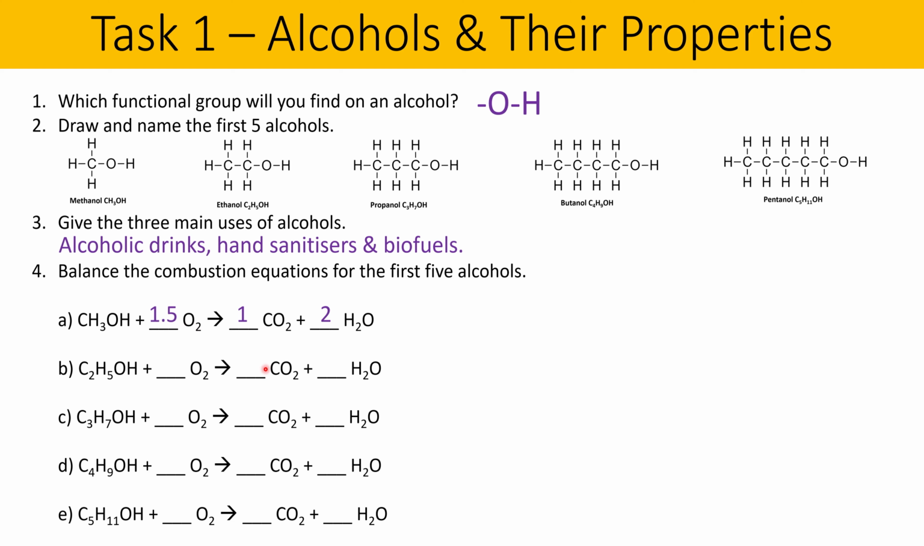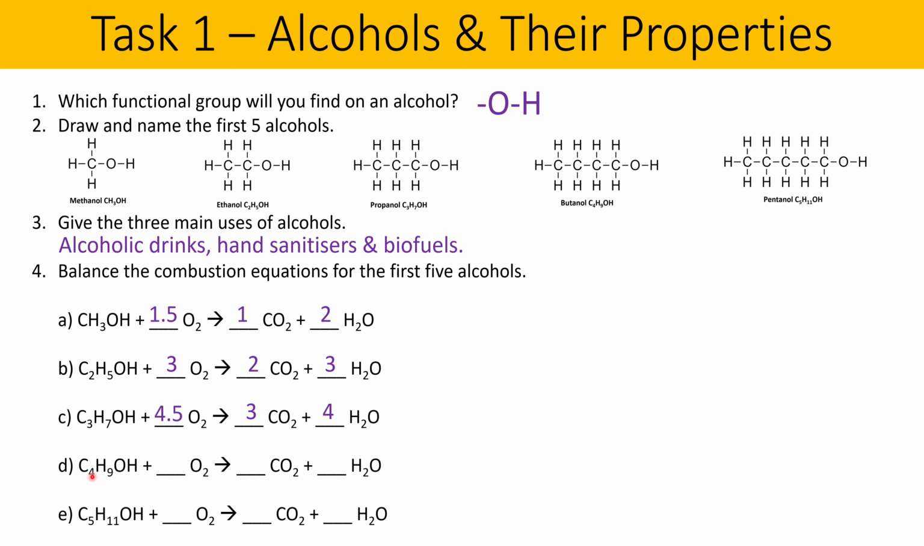2 carbons in the fuel, so 2 CO2s. 6 hydrogens in total, so 3 waters. 4, 3, 7 oxygens in total on the right hand side, minus 1 is 6, I'm taking away 1 because of the oxygen in the fuel, half of 6 is 3. 3 carbons in the fuel, 3 CO2s. 8 hydrogens in total, halve it, 4 H2Os. 6 oxygens here, 4 oxygens here, 10 in total. Subtract 1 for the oxygen here, gives me 9. Half of 9 is 4.5.